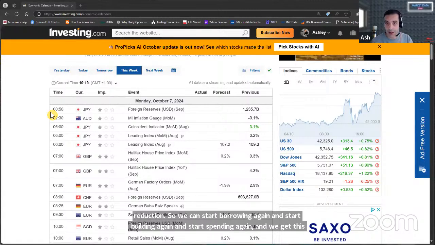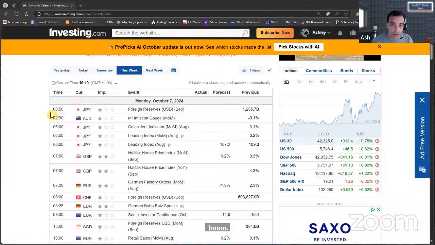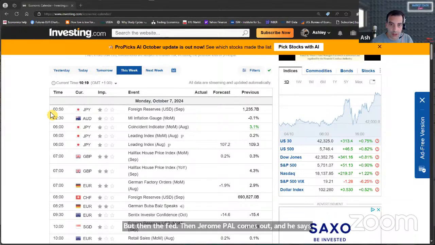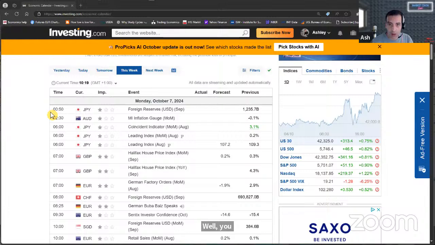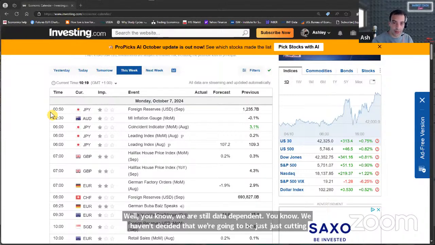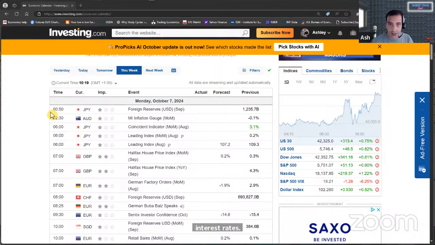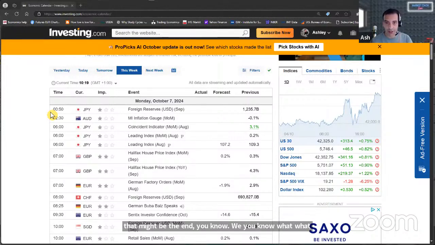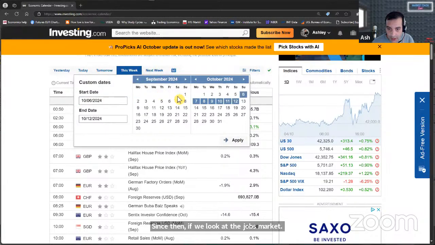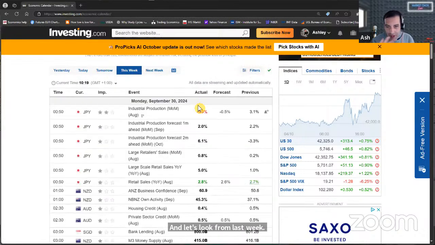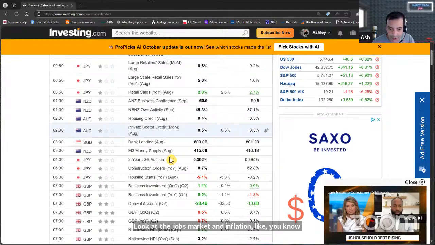But then Jerome Powell comes out and he says, well, we are still data dependent. We haven't decided that we're going to be just cutting interest rates without anything to back that up. We've had a bumper cut, but it could be the end. What he's effectively saying is he doesn't expect it to be the end, but he's still data dependent. He's still looking at the jobs market. Since then, if we look at the jobs market, and let's look from last week, the jobs market and inflation are the two aspects that they're looking at.